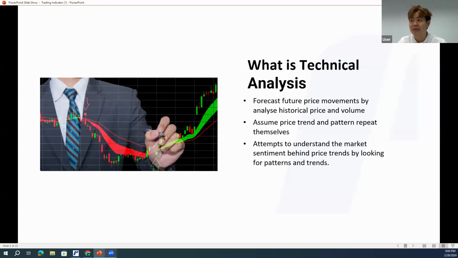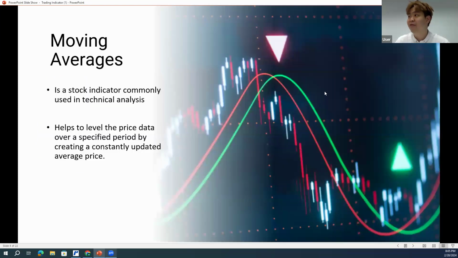But in my opinion, sometimes both of them are very important, because you need to fully understand what's going on in the market news first. Then you can use the technical analysis to find a good entry price. The first thing that we will be covering is moving average.